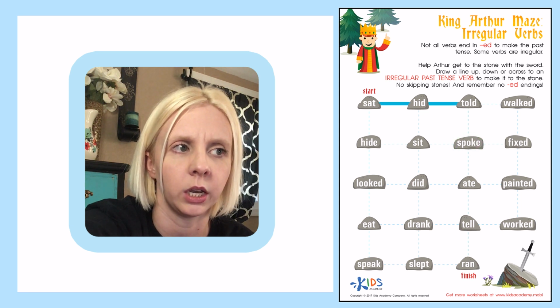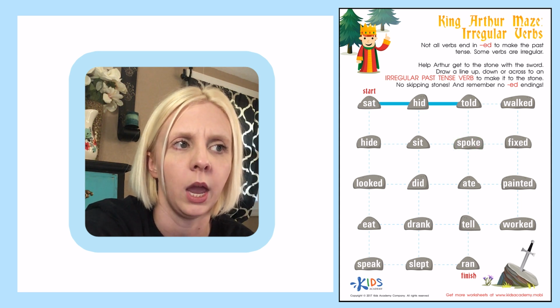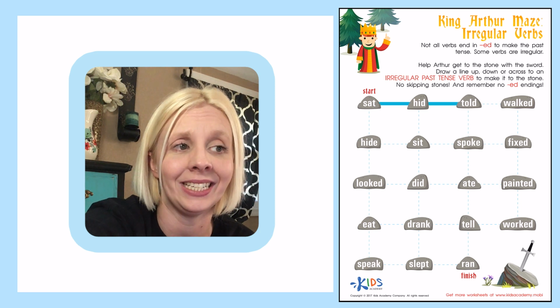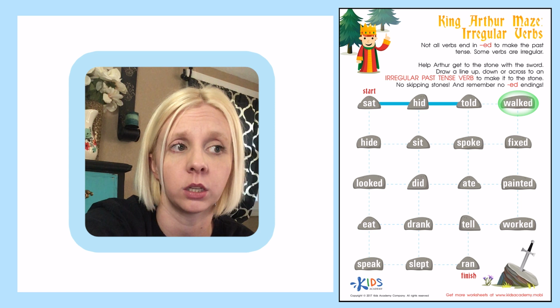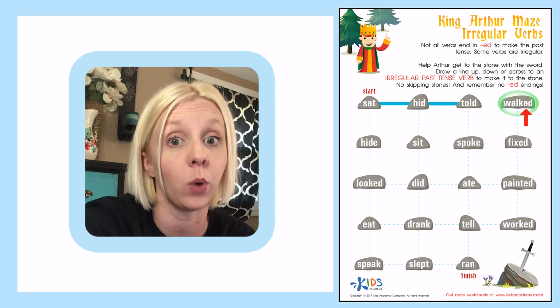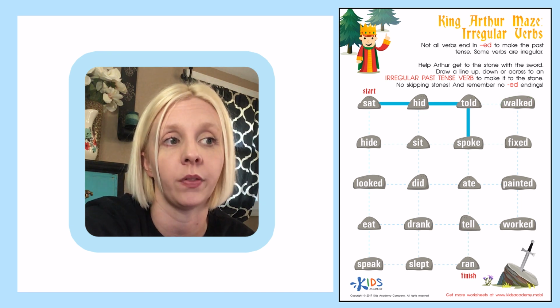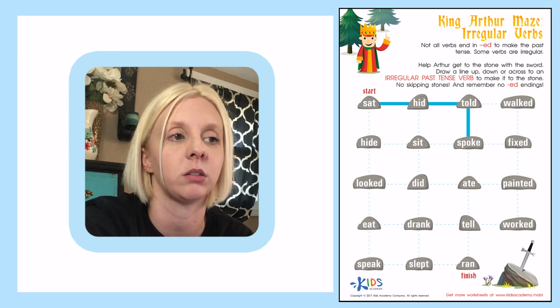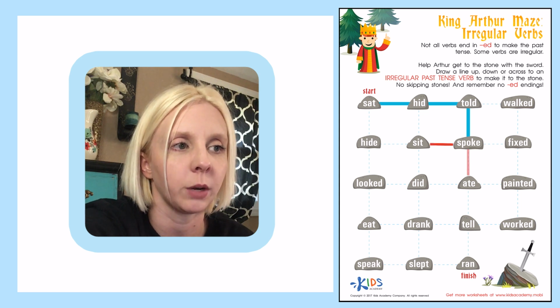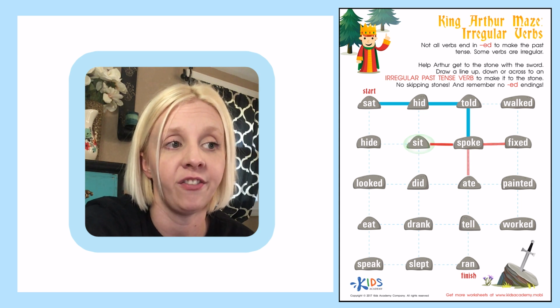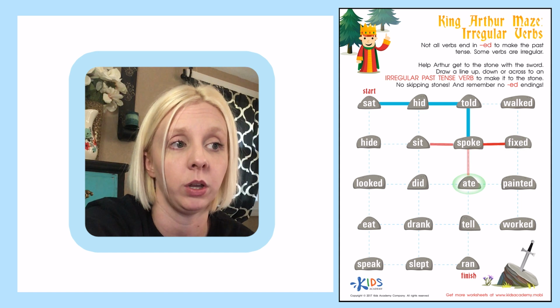Let's look at our directions again. It said no skipping stones, and remember, no ed endings. So even though walked is a past tense verb, that one uses ed, and we're looking for irregular past tense verbs. So we're actually going to go down to spoke on this one, even though both of them make sense. Okay. All right. Our next options here, we either have sit, fixed, or ate. We can go across either way, or we can go down to ate.